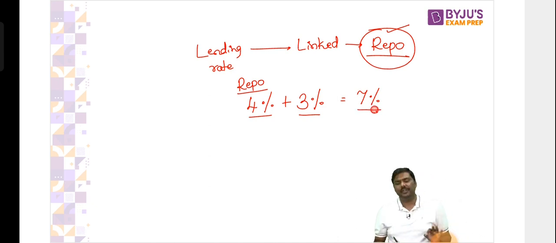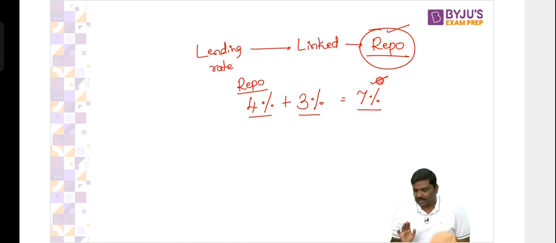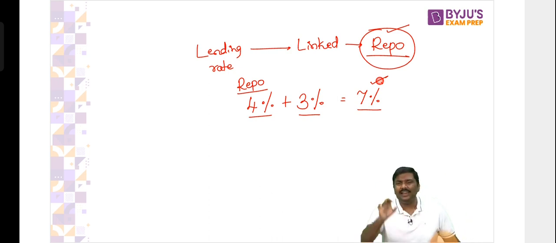Now, please follow this very carefully. This 7% is not the lending rate. I will repeat it. This 7% is not the lending rate. Why? Let me give you a very, very simple example.